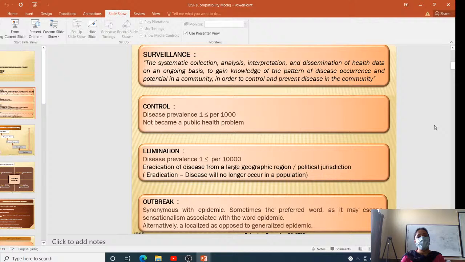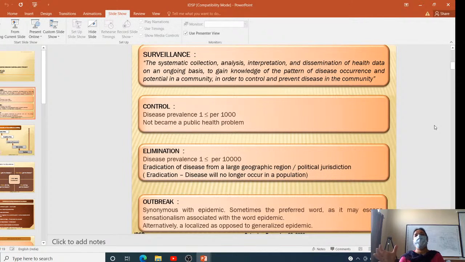So here when we conduct surveillance, outbreak and epidemic almost mean the same word for us. Sometimes outbreak is a preferred word, because if you say the word epidemic, suddenly there is a lot of attention, international attention, as to what is happening with the disease. So that is why we say that there has been an outbreak of cholera, or an outbreak of Japanese encephalitis. If the disease occurs on a small scale in a small population, we call it an outbreak. So it is a localized word as opposed to a generalized epidemic.